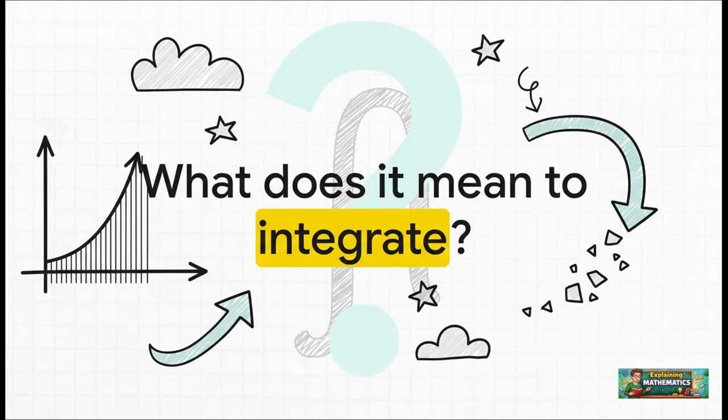So, what does it actually mean to integrate? Well, think about it this way. If differentiation is like finding the car's speed at a specific moment, integration is the reverse. It's like knowing the speed at every single moment and using that to figure out the total distance the car traveled. We're finding the antiderivative, which is just a fancy way of saying we're finding the original function. This is the secret to calculating the exact area under a curve.